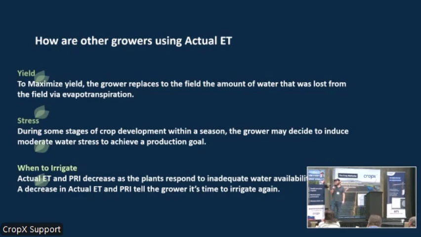So it's not just about making sure your crop is well watered. It's about improving the quality of the crop itself. And that's something that I think we don't talk about as much, actually.